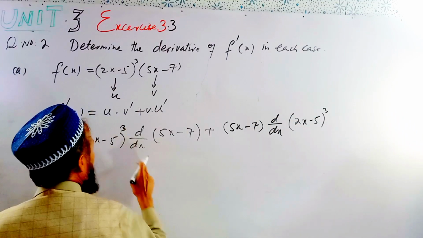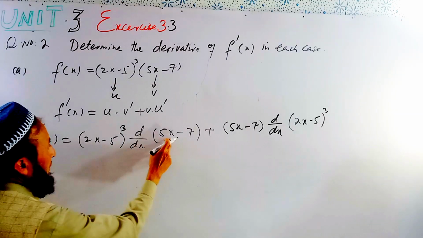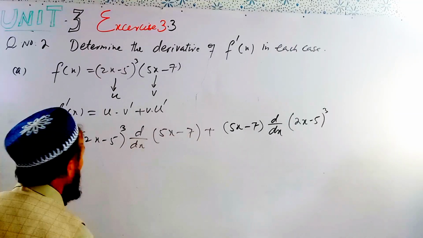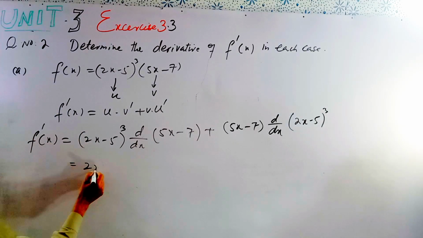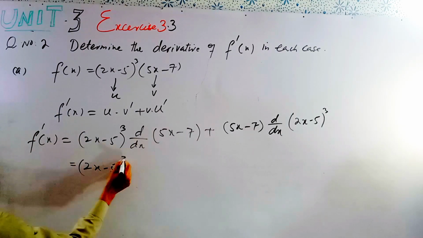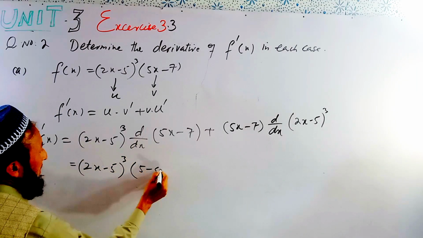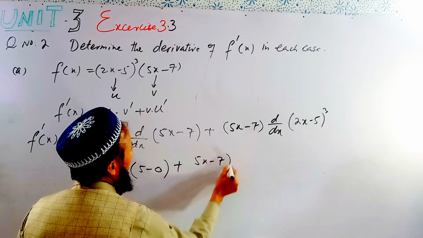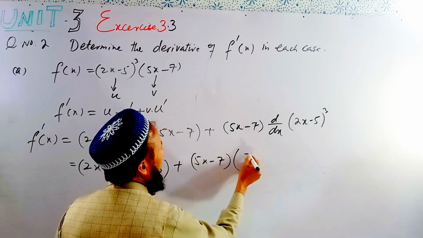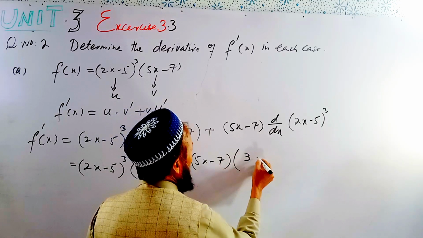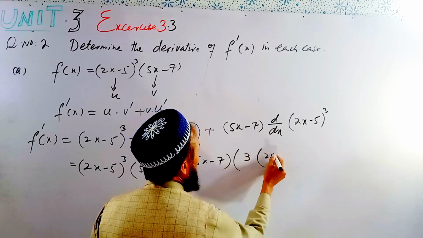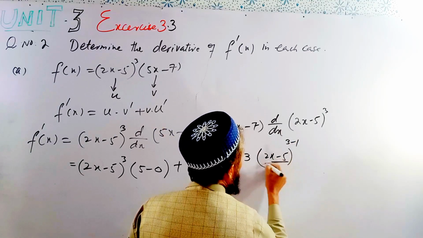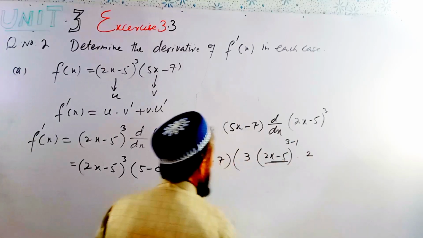Now we use the derivative here. The derivative of x is 1, multiplied by 5. This is a constant, and the derivative of a constant is 0. So we get (2x minus 5) whole power 3 times (5 minus 0), plus (5x minus 7) into the derivative. Here we use the power rule first: 3 into (2x minus 5) to the power 3 minus 1, and for the derivative of the inner function we get 2.